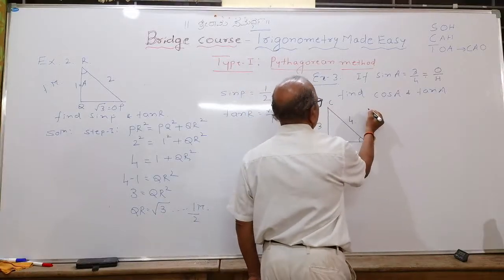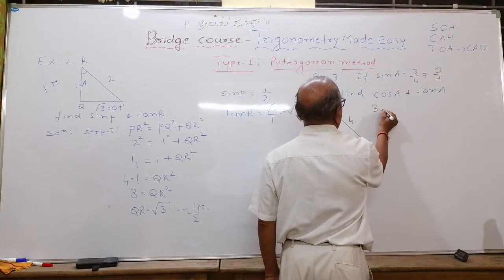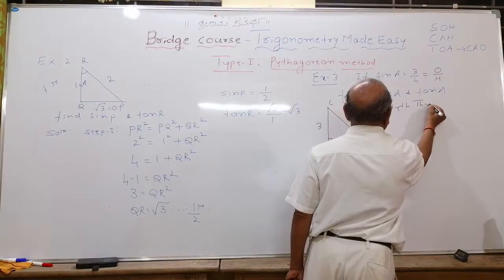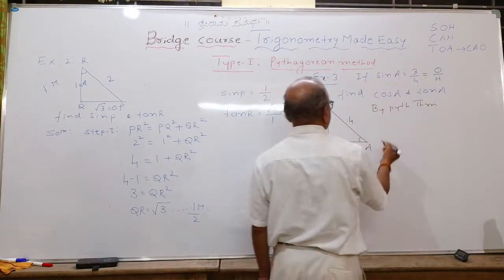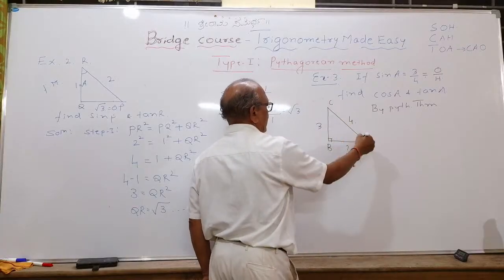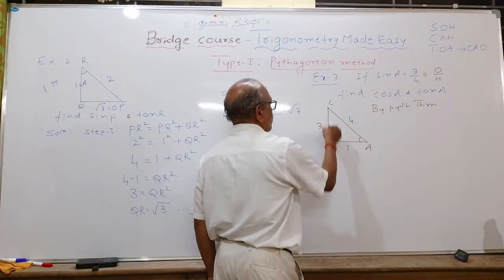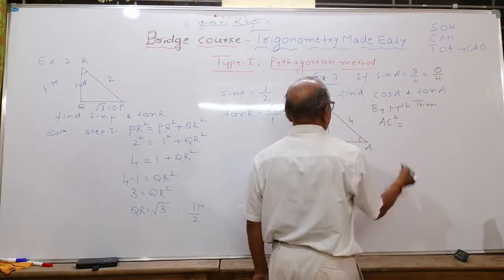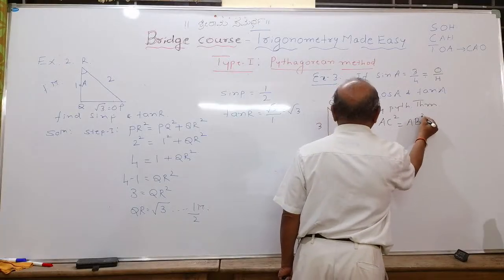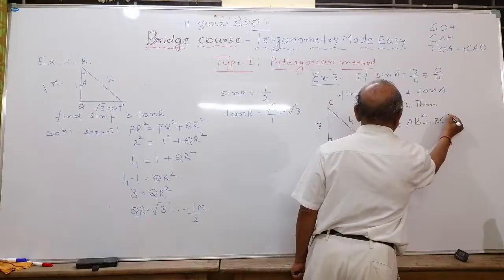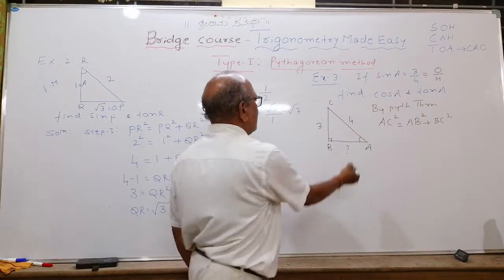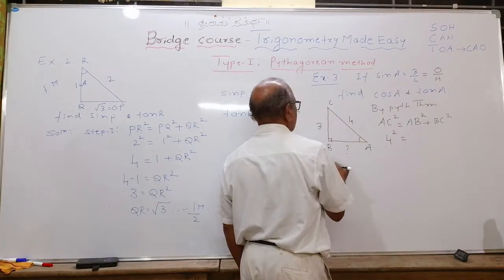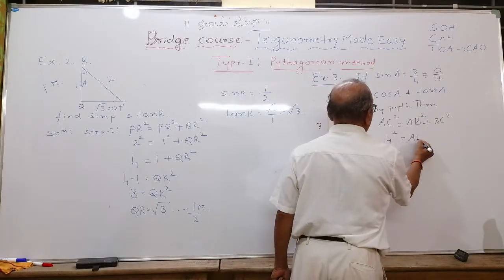The first step is by Pythagoras theorem. Question may appear for 1 mark. By Pythagoras theorem, AC square. What is hypotenuse here? AC square is equal to AB square plus BC square. Substitute the values. What is the AC length? Hypotenuse length is 4, so 4 square is equal to, what is AB square? We don't know AB square. We'll write AB square as it is.